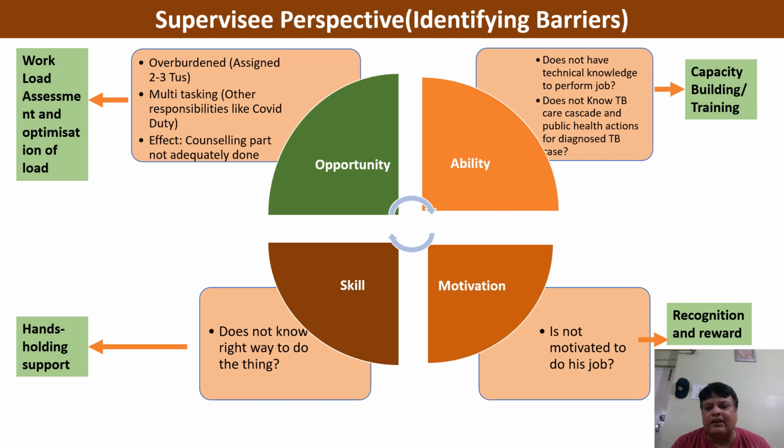Similarly, ability is about the requisite qualification and certification that a person needs, and the capacity building a person needs to do the intended job. For a counseling session to be conducted, the STS must have the requisite training and capacity building for conducting a counseling session. If he does not have the technical knowledge to perform that job, we need to design a capacity building program.